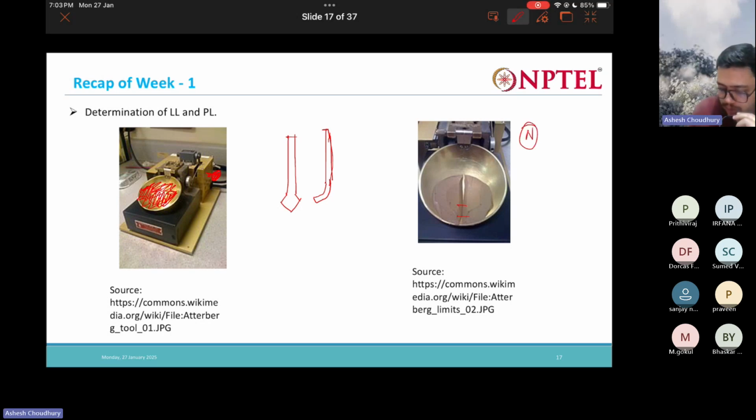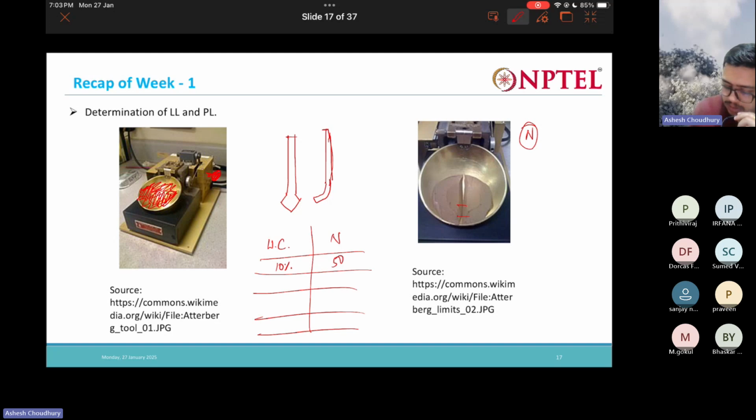So you have the water content and you have the number of blows, and you need to mark these two like this. Initially the water content was 10%, and you have the number of blows, say 50. Then you make another soil paste, but this time you increase the water content by 10%. Then you again count. Obviously, with increase in water content, the number of blows is going to reduce like this.